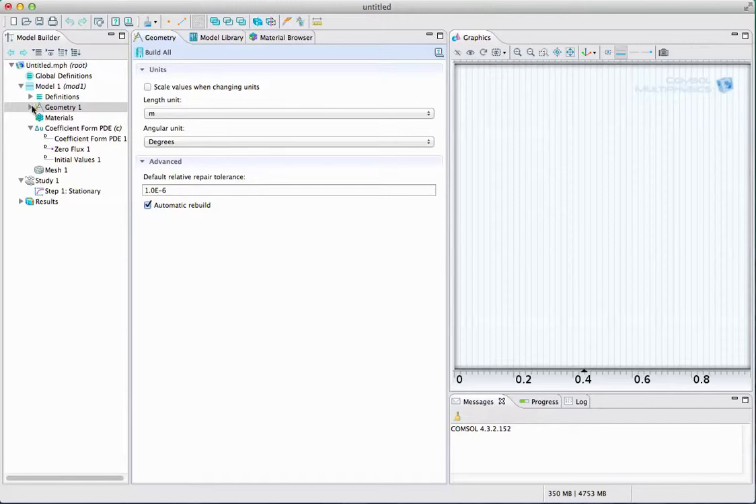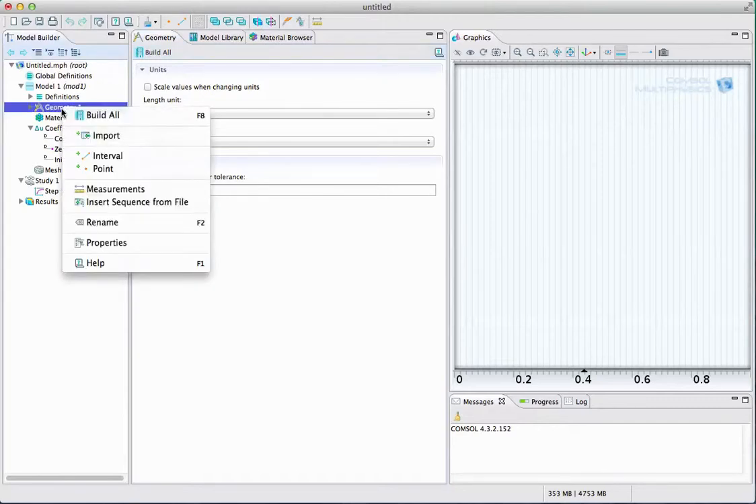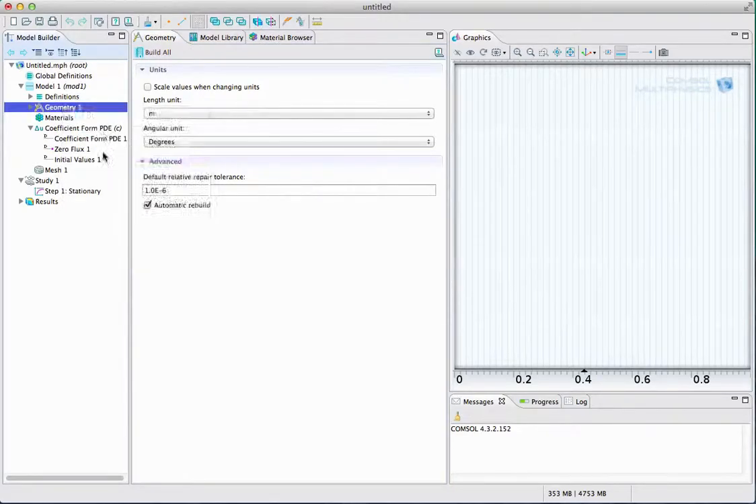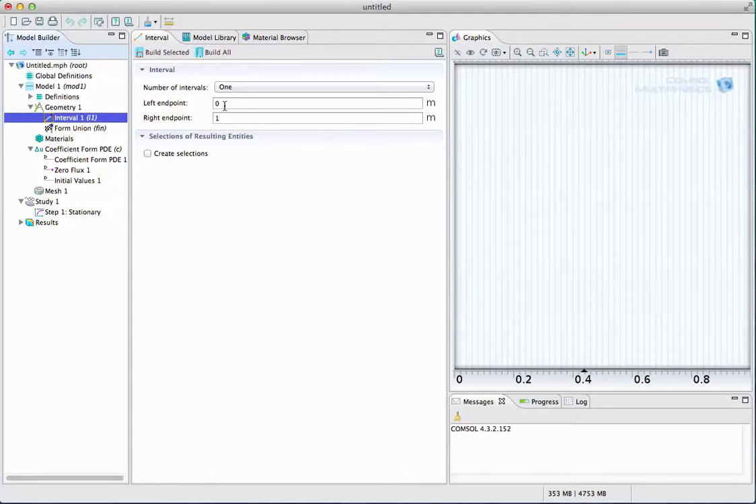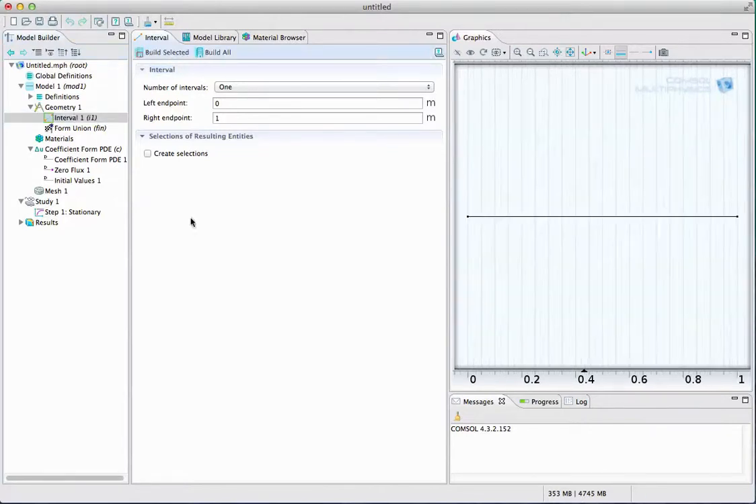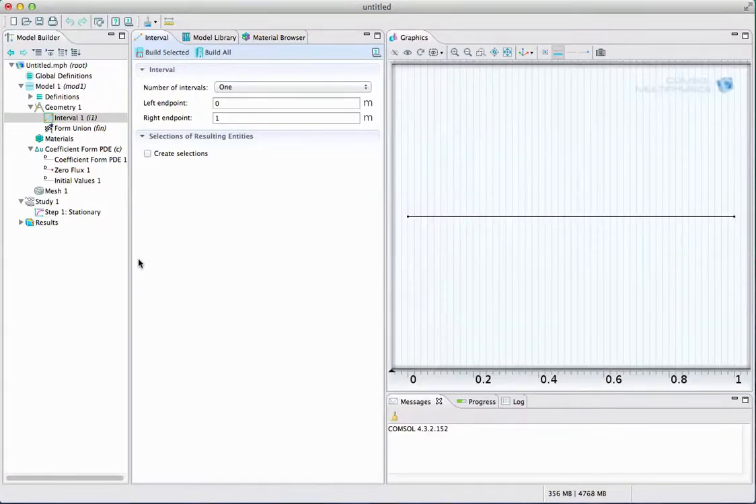So I'm going to start with geometry. Okay. And I'm going to do an interval. And the problem that we had to begin with was d squared u dx squared minus u equals minus x. And that was over the range from 0 to 1. So it's already kind of there for us. And our boundary conditions at those ends were 0 at those ends.